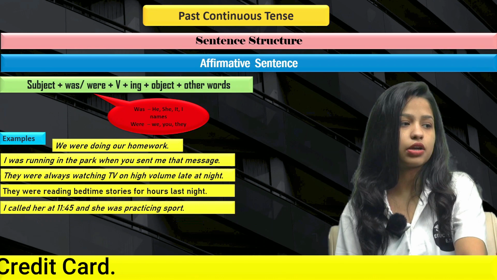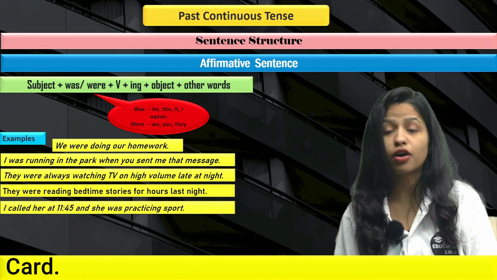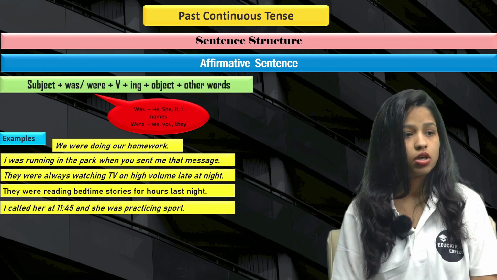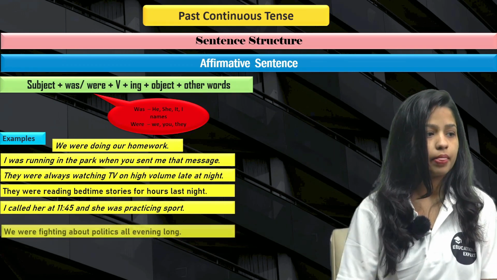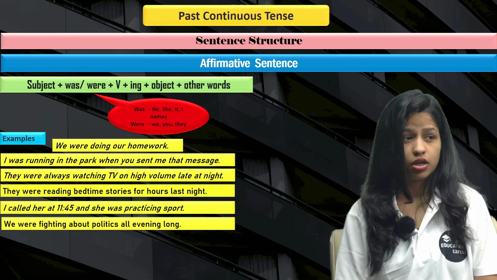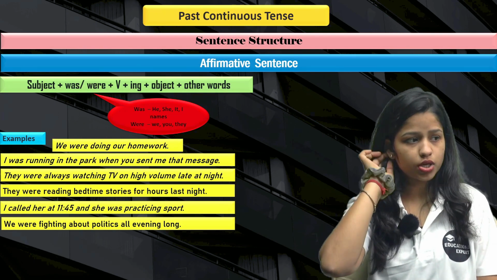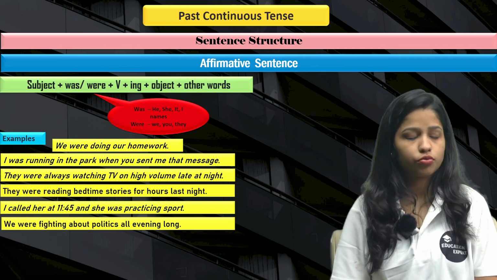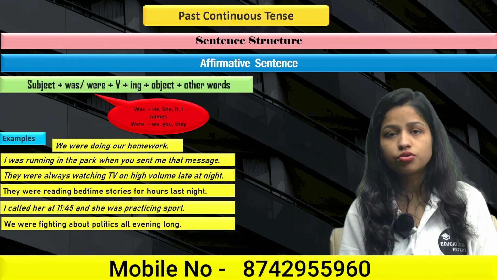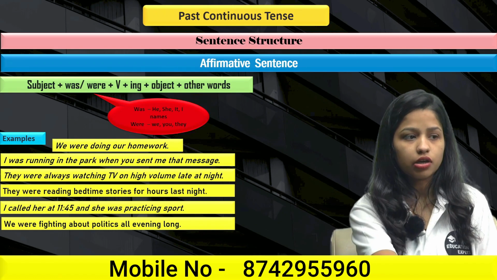Next up we have is I called her at 11:45 and she was practicing sport. Right? Next up, we were fighting about politics all evening long. So we again have plural subjects, were. If you're using a plural subject then you have to use were. Fighting about politics all evening long.